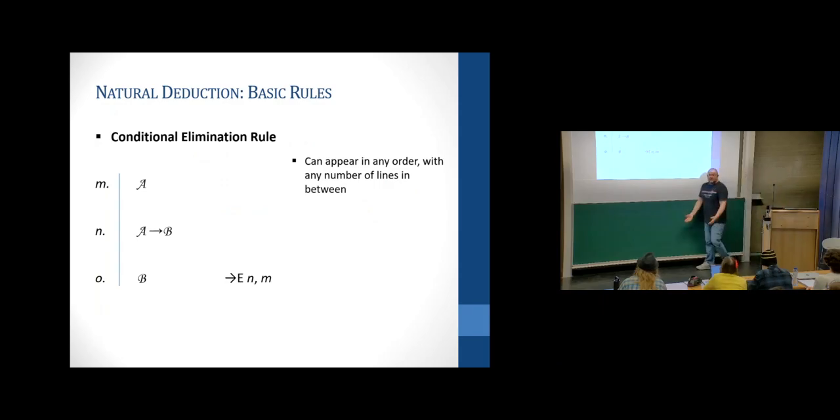Now, it's worth noting, it doesn't matter the order that the parts appear. You could have the antecedent and then somewhere down the line, the conditional. That's fine. As long as you have both bits, you can get the consequent. Do not care. But no, we still cite the conditional first.